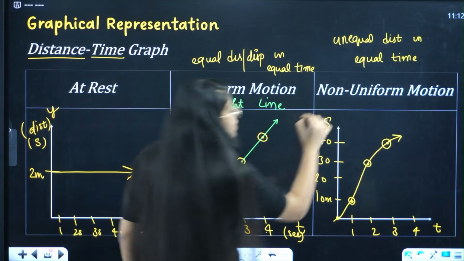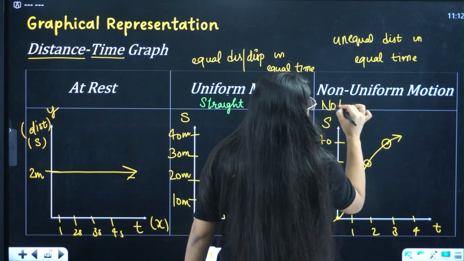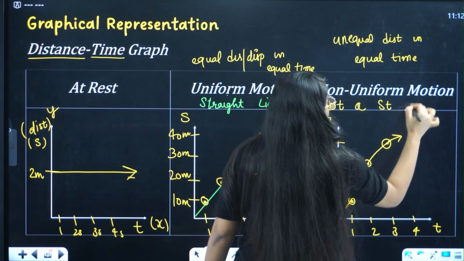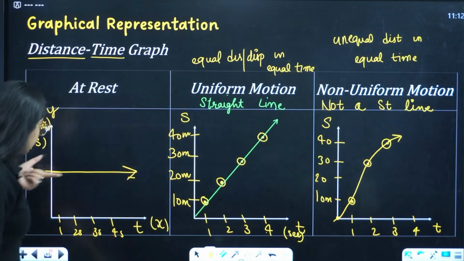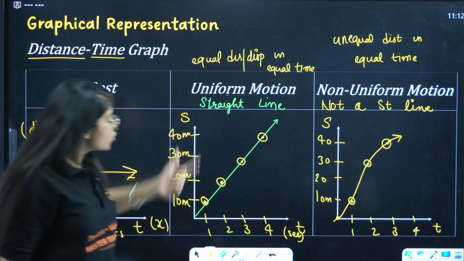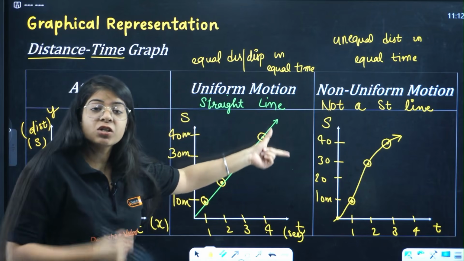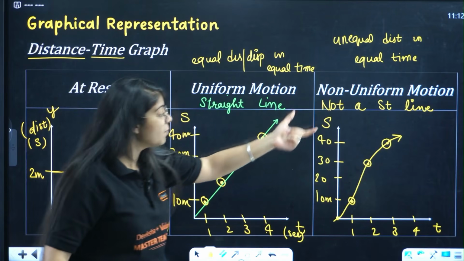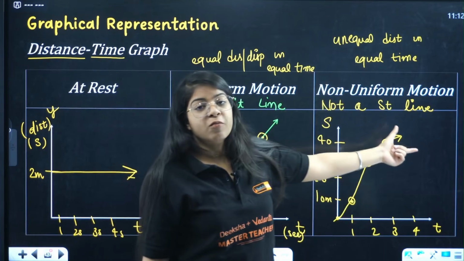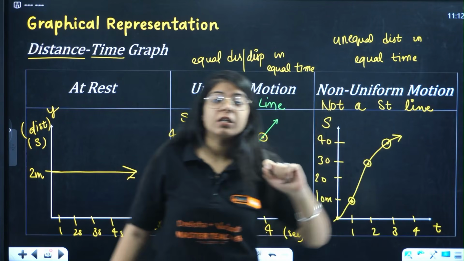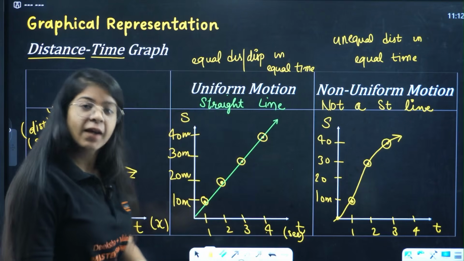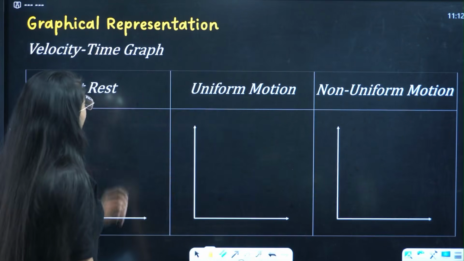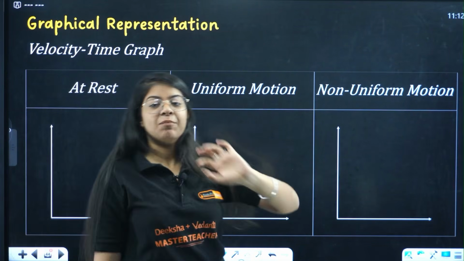Understood? It is not a straight line. So at rest, your distance is not changing. In uniform motion, you will get a straight line. Distance is changing continuously in equal intervals of time. And in non-uniform motion, distance is not changing continuously. It is not changing in equal intervals of time. Understood? Okay, let's move on to now the velocity time graph.